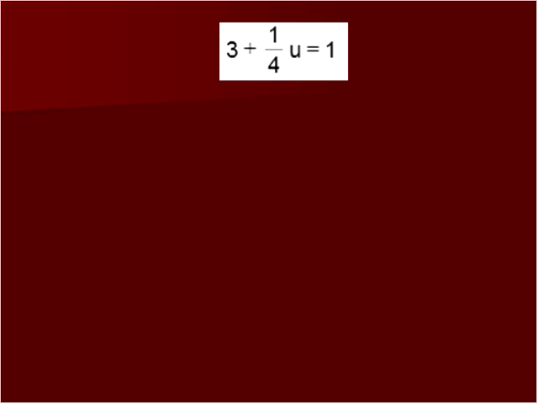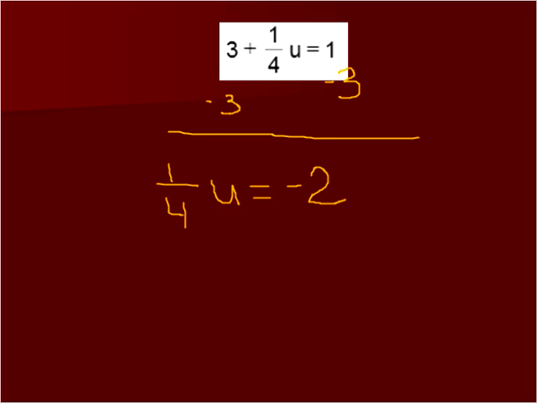And the last problem I'm going to work through today, I want to get rid of that positive 3 in the front to start things off. So the opposite of positive 3 is minus 3, and we're going to do that to both sides. So that would leave me with just 1/4 u equals 1 minus 3, which is negative 2. I do need to get rid of the fraction in front of the u, so let's multiply by its reciprocal. The reciprocal of 1/4 is 4 over 1. So I get u equals negative 2 times 4 is negative 8.